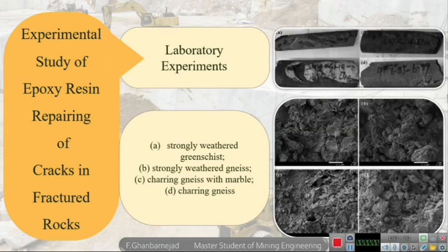In this article, there are 4 types of rocks in the shear zone. A. Strongly weathered green schist. B. Strongly weathered gneiss. C. Gneiss with marble. And D. Gneiss. There are lots of cracks and pores in these rocks, resulting in lower mechanical properties and higher permeability coefficient. The joints and cracks are well developed with poor fissures, and the crack surface is straight and rough. External high compressive stress resulted in the cracks being mostly closed.